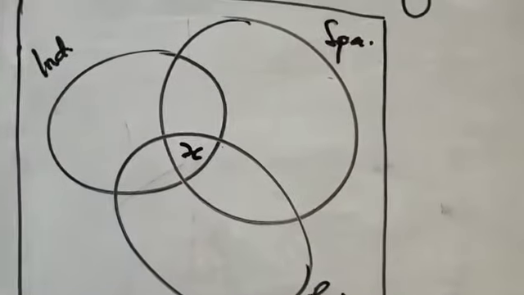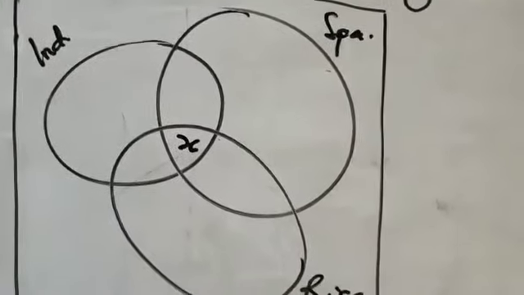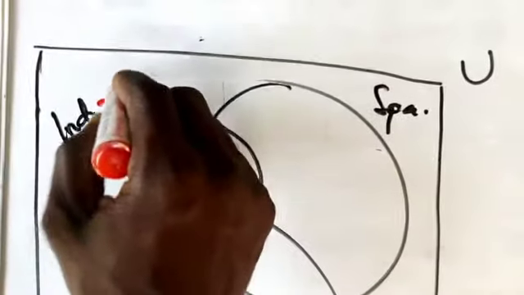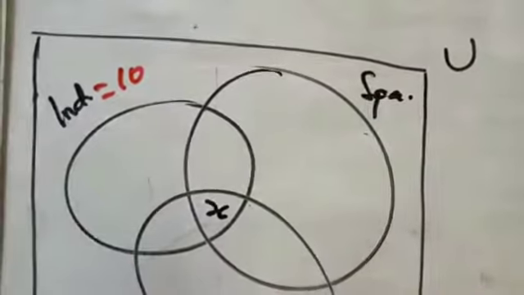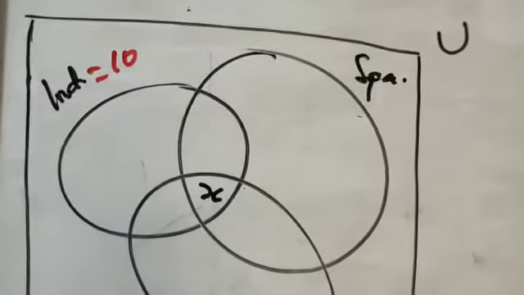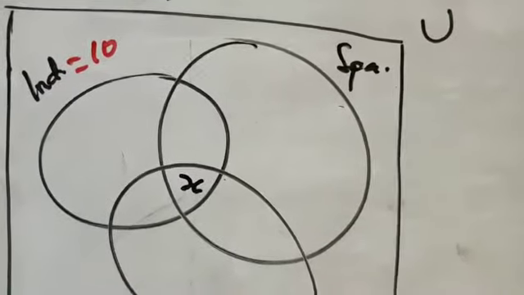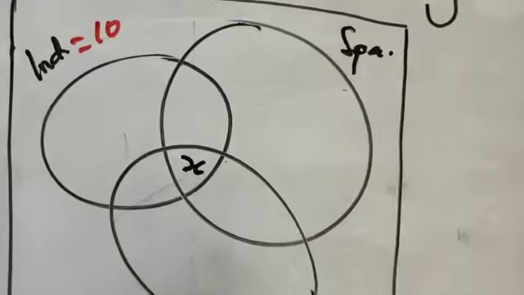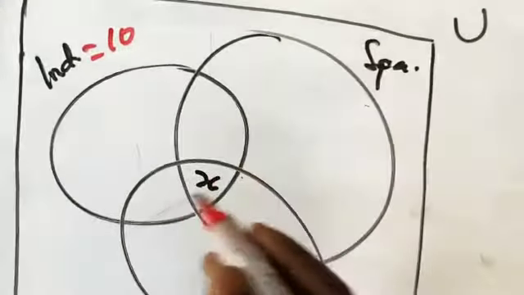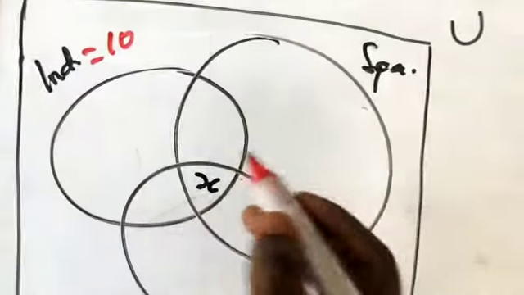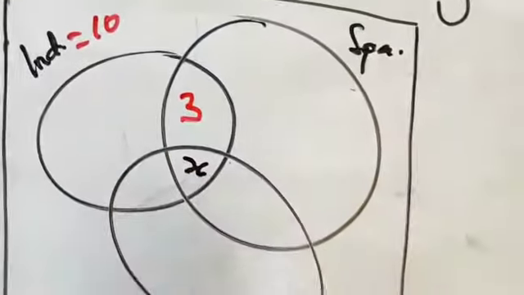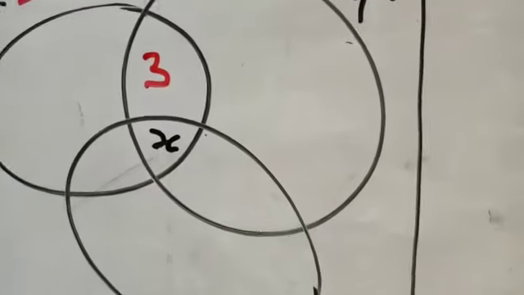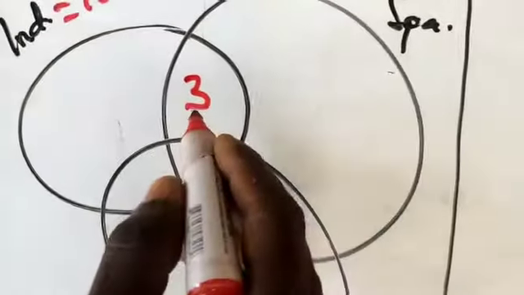If you have a question that says, let's assume these people here are 10, it means that those who normally take Indomie are 10. Is that okay? And you were told that let's say here 3 people enjoy Indomie and Spa only. So 3 people enjoy Indomie and Spa only. Listen to my statement. I say only. That is why I place all the 3 over here.